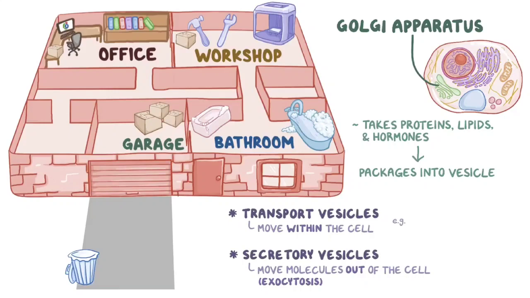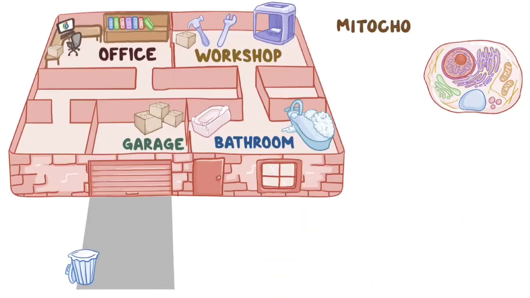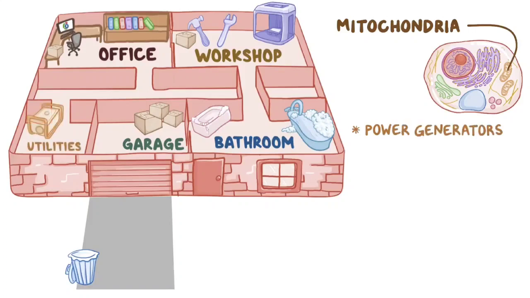An example of a vesicle that stays in the cell would be the lysosome, which contains enzymes that can help break down other molecules, as well as large organelles that might be damaged. Finally, there are the mitochondria, which are organelles that serve as the power generators, like in the utility closet of our apartment.